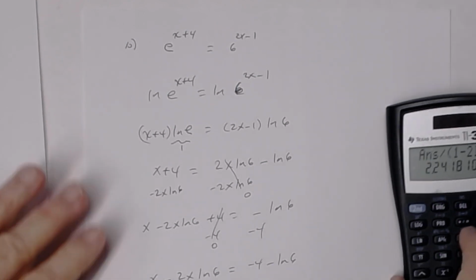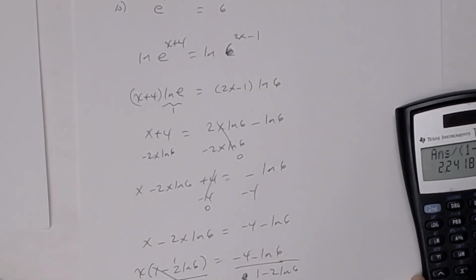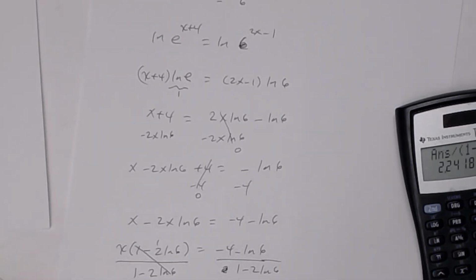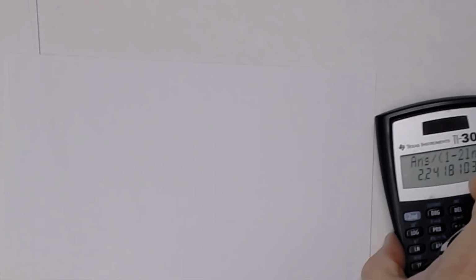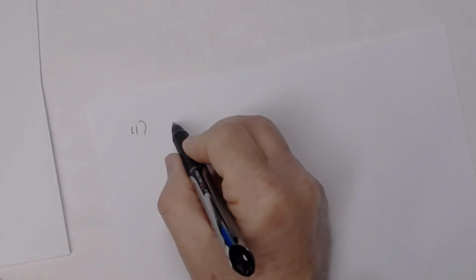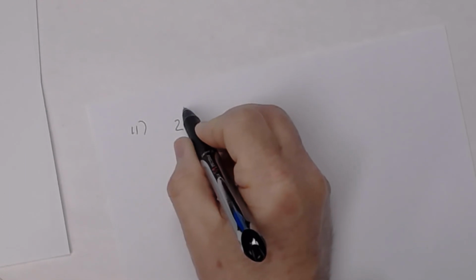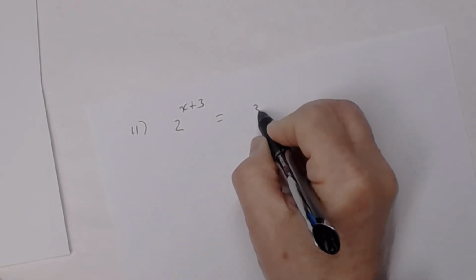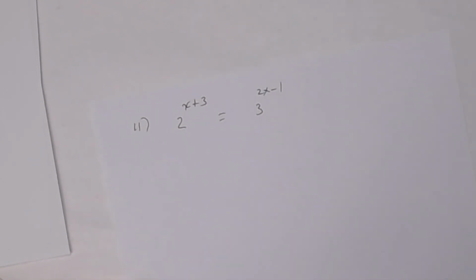Let's go ahead and do another one like this. So let's do number 11. I'm just going to do another one. So here's number 11. Okay, so let's do this one. So number 11, let's suppose we had 2 raised to the x plus 3 equal 3 to the 2x minus 1. All right, just make that up.